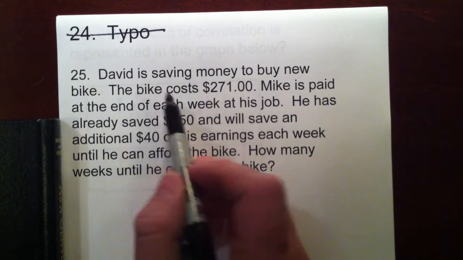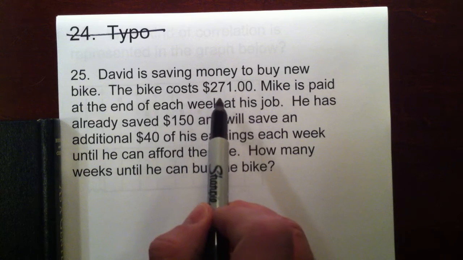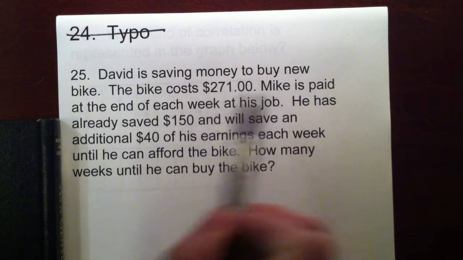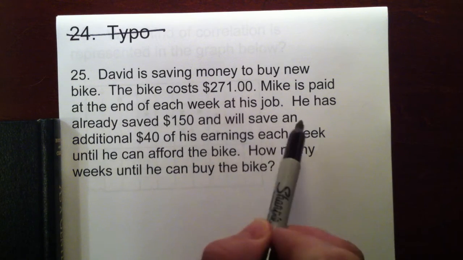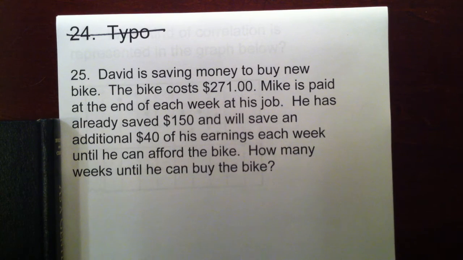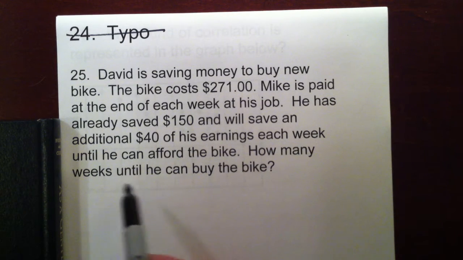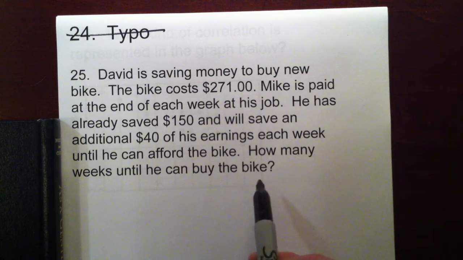Now, David is saving money to buy a new bike. The bike costs $271. He is paid at the end of each week at his job. He has already saved $150 and will save an additional $40 of his earnings each week until he can afford the bike. How many weeks until he can buy the bike?